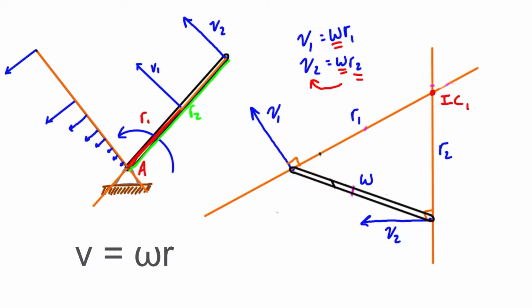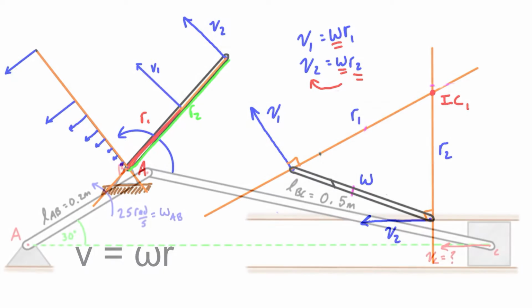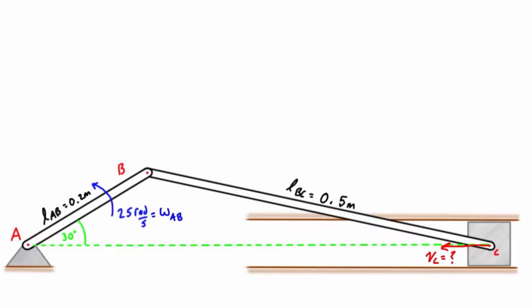So let's actually bring up the crankshaft from the last video and solve it using this method. We're given some information here. We have the constant angular velocity of AB, 25 radians per second, rotating about point A. We're given the length of each member, and we're looking for the velocity at point C at this exact moment when the crank is at 30 degrees off the horizontal.